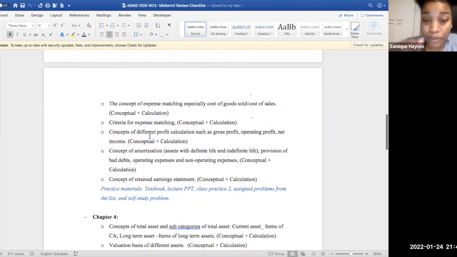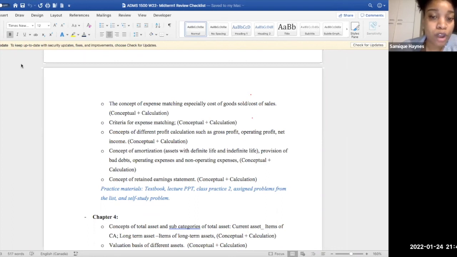Okay, so concepts of different profit calculations, such as gross profit, operating profit, and net income. We learned about the differences between those three, right? So we start with sales, we know that. How do we arrive at a gross profit? What do we deduct? Sales less, nobody remembers how to get gross profit? Sales less something gives us gross profit. Sales less our cost of goods sold gives us our gross profit.